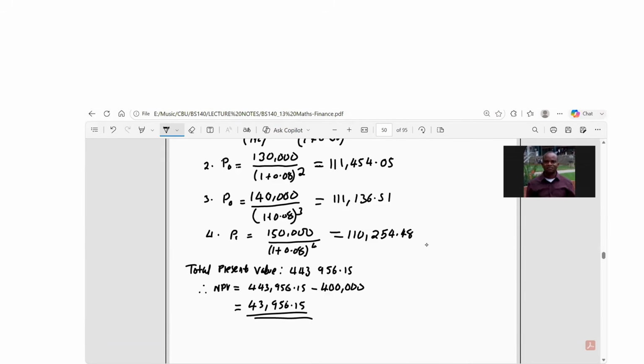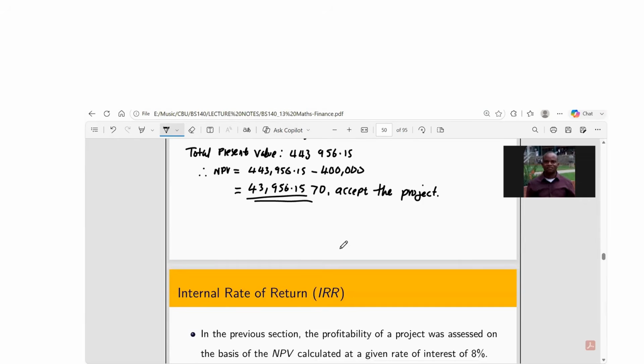So what can you say? Can you say that the project is worth doing or not? The answer is yes. Why? Because NPV is positive, greater than 0. And according to the rule, we said you need to accept this project. So accept the project. This is how we compute the net present value. I hope this is clear.